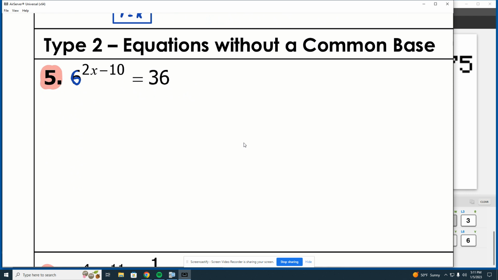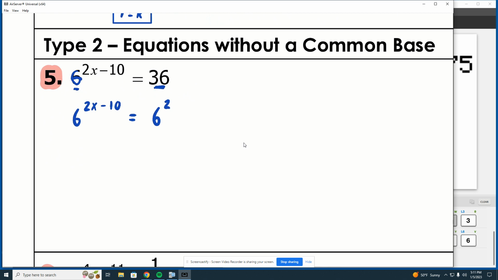But those bases are not the same. Okay, one's a 6 and one's a 36. So this is where you have to start using your brain a little bit. Can I create this bigger one to have the same base as the smaller one? Well, sure, I can rewrite 36 to have a base of 6. Does anybody know how? Hopefully you said or thought 6 squared, right? What is 6 squared? Well, it's 36.